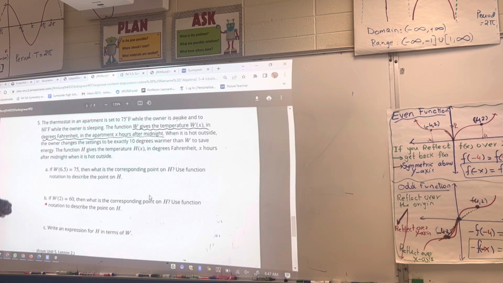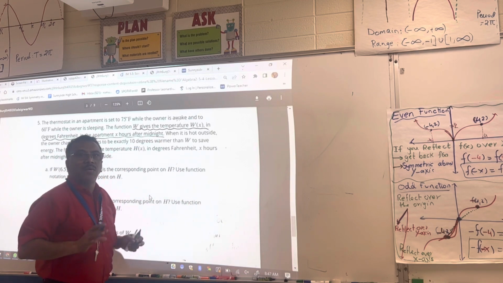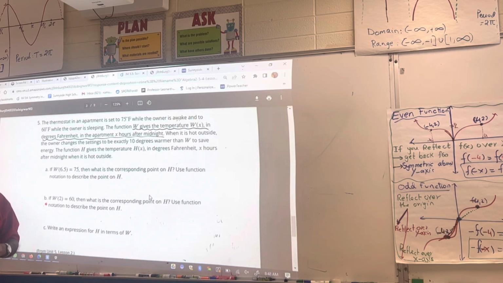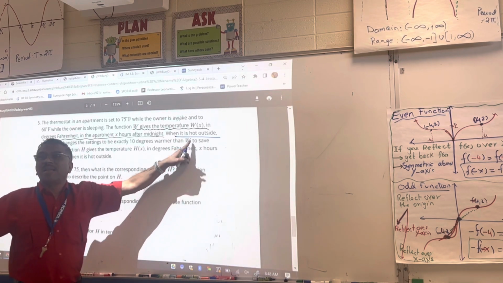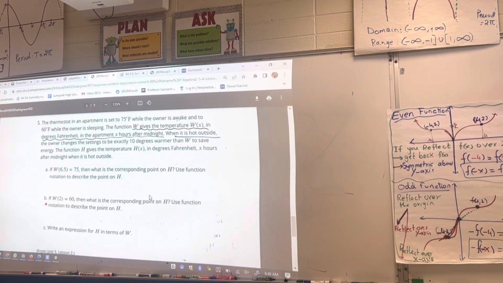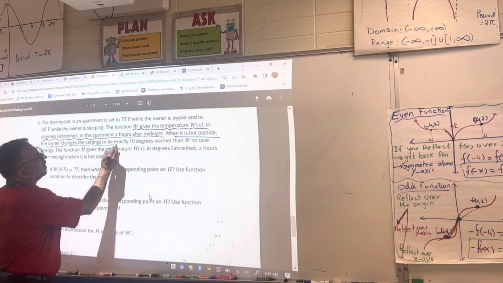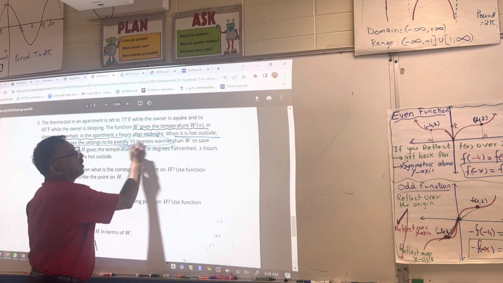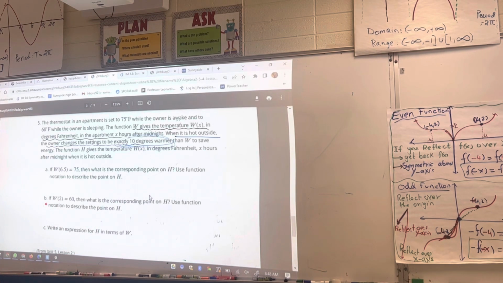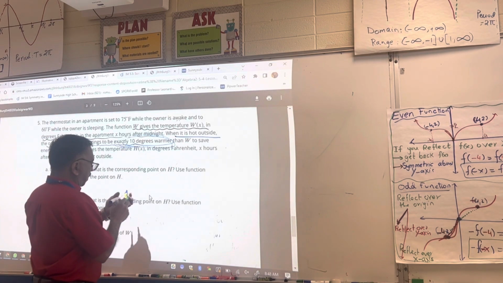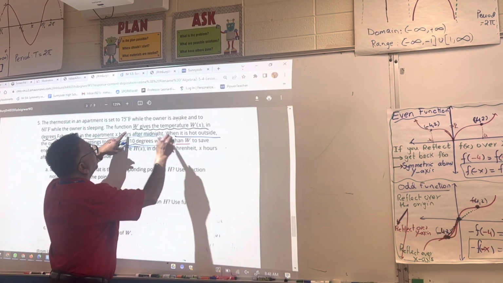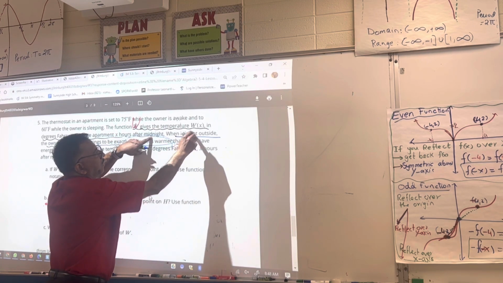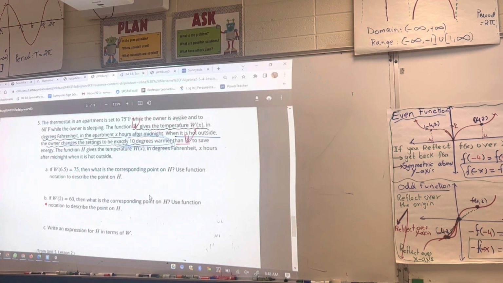But what they gave is, you can do your own study, but what is this? When it is hot outside, underline this. Use a different color, just something different. When it is hot outside, the owner changes the setting to be exactly 10 degrees warmer than W. And at the same time it talks about the earlier one. So this is the red one, the same repeated. See this part? So 10 degrees higher.